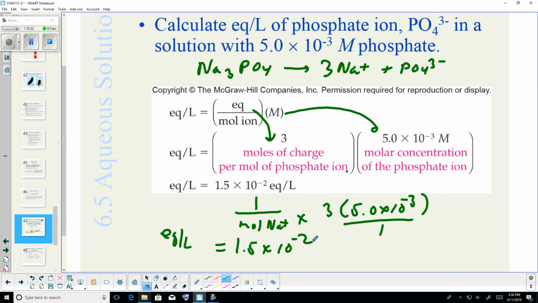Right? Because even though you have 3 times the amount of Na plus in there, you only have 1 charge per ion. The phosphate has 3 charges per unit. So to get the equivalent amount, you need 3 times the amount of sodium to get the equivalent charge as 1 phosphate. Okay?